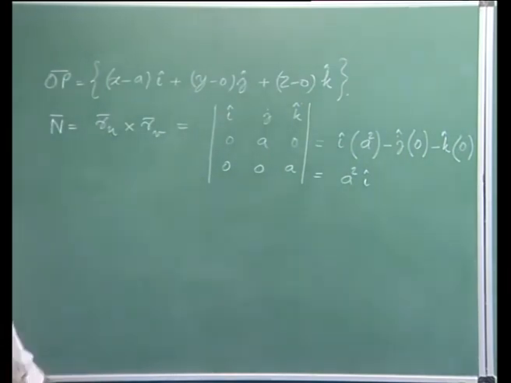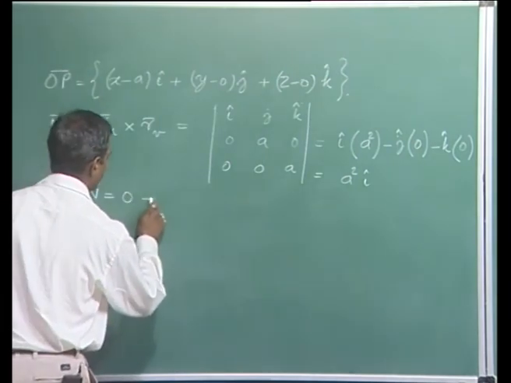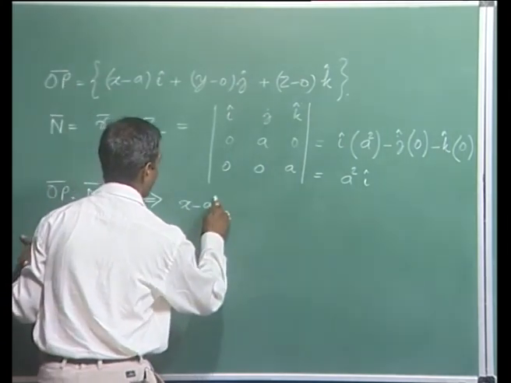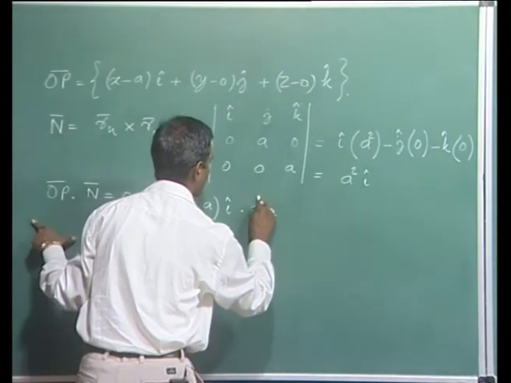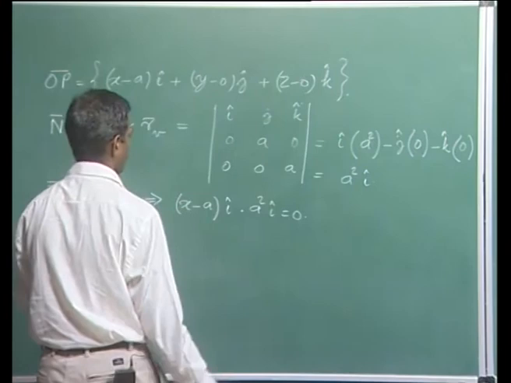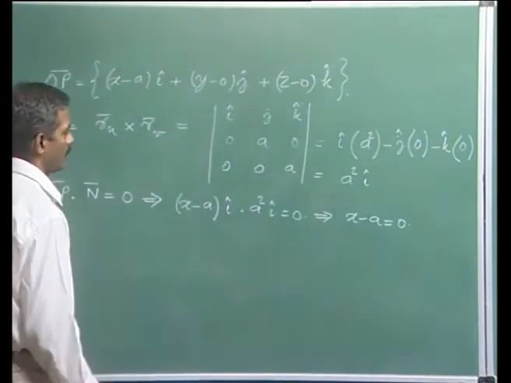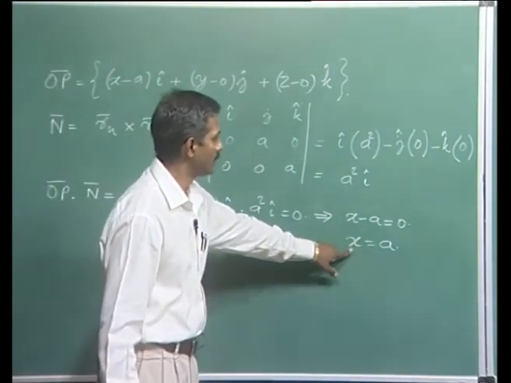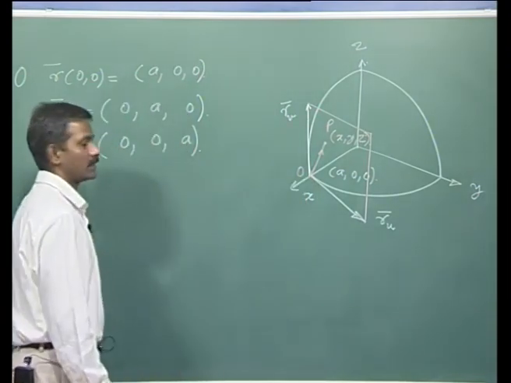And since OP is perpendicular to n, we have the condition OP dotted with n equals 0. This would imply that x minus a i dotted with a squared i is 0. This gives x minus a equals 0, or x equals a. Now if you realize, this is the yz plane intersecting the x-axis at x equals a, which is what we expected.